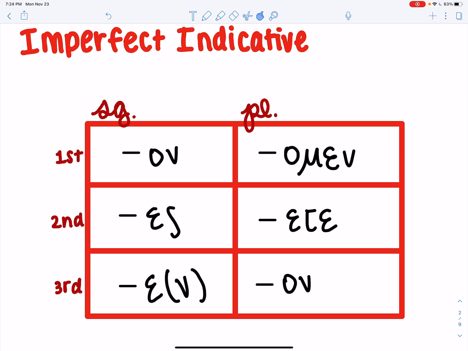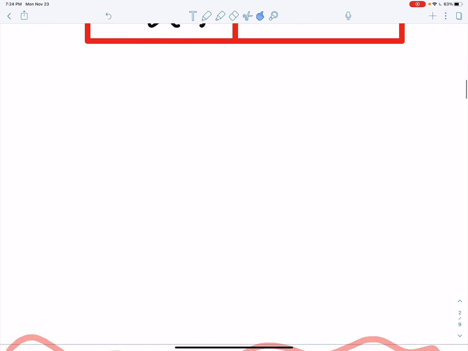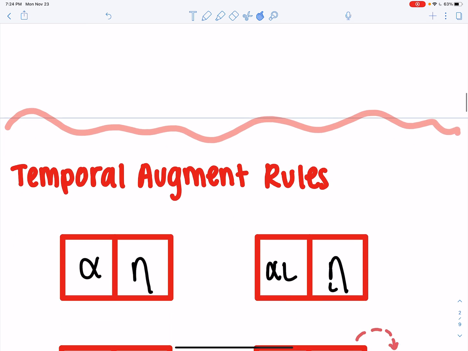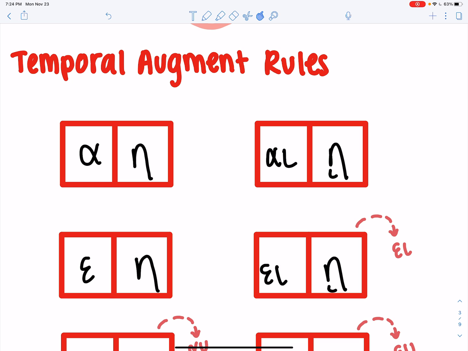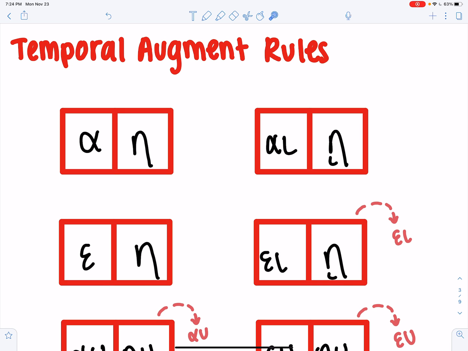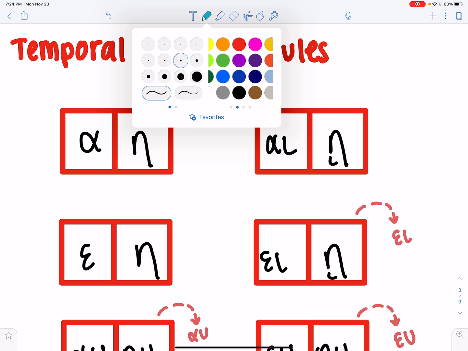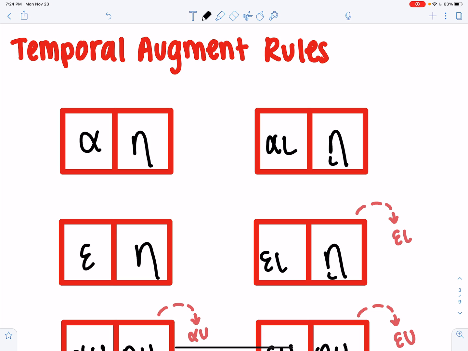Now we get into what's a little bit harder, the temporal augment. So there are a few rules we're going to have to learn, and I know that these charts might look a little bit overwhelming, but we'll go over all of them and it'll all make sense. So first, these augments are used at the front of verbs in the imperfect tense. So in general, imperfect isn't too bad because, like I said, we've learned our endings already.